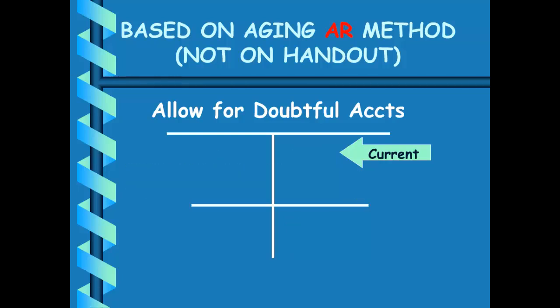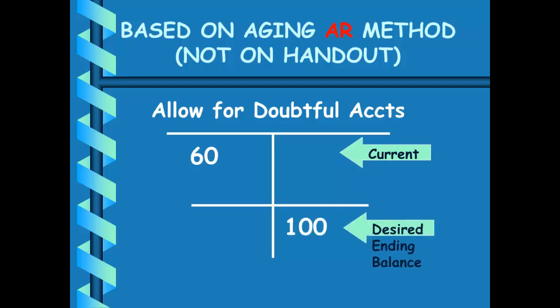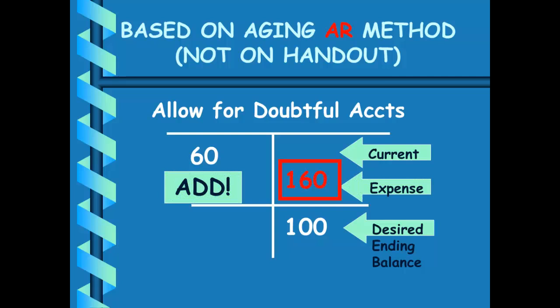Let's do another example. The allowance for doubtful accounts had a $60 debit balance. We'll talk next class about how that could happen. It's not a good thing, but it could happen. Again, we want to end up with a $100 credit. To get from a $60 debit balance up to a $100 credit balance, I would have to make this adjusting entry for how much? 160. In other words, I would add: debit bad debt expense, credit the allowance for doubtful accounts.